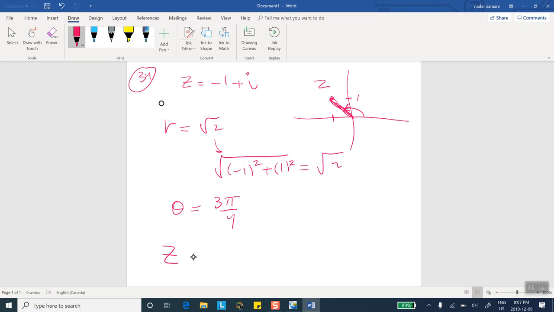By the way, what that means is that the polar form of this complex number is root of 2 times cosine of 3 pi over 4 plus i sine of 3 pi over 4.